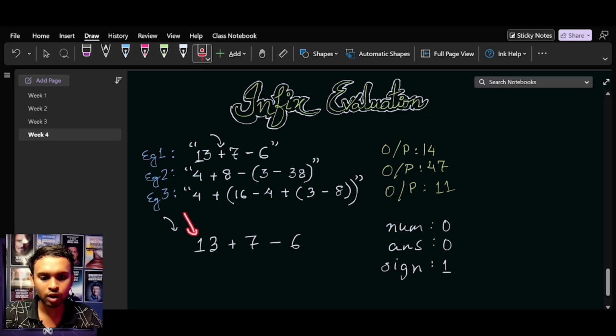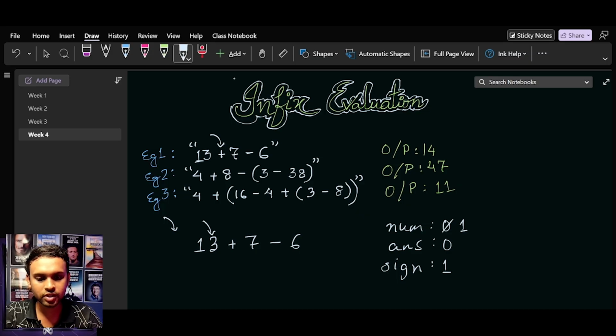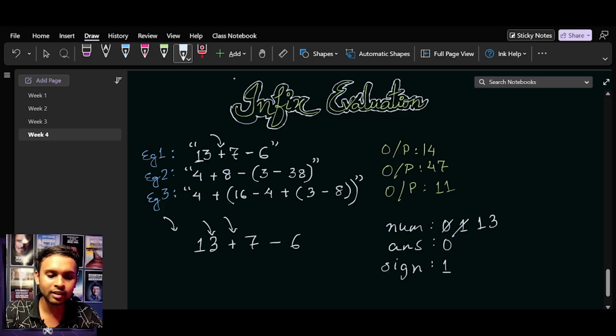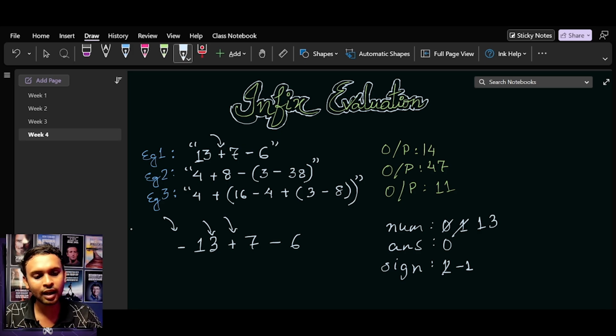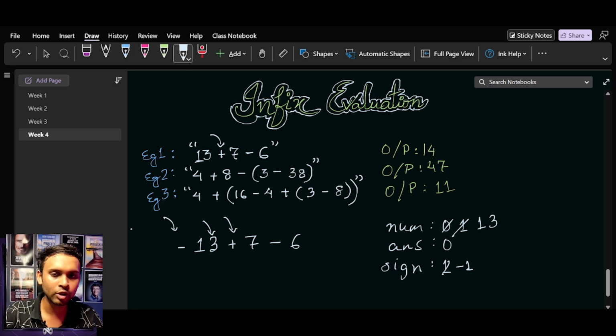I am over here at 1. What will happen? My num variable will change to 1. After that I move to this 3, and my num will change to 13. Then I get a non-digit character. So I will do num into sign, which will become 13 into 1, in order to check if it was minus or not. If initially it was a minus, then minus 1 would have been in my sign variable. Then when I multiply 13 with minus 1, it will become minus 13, and I will add minus 13 to my answer. As simple as that, right?